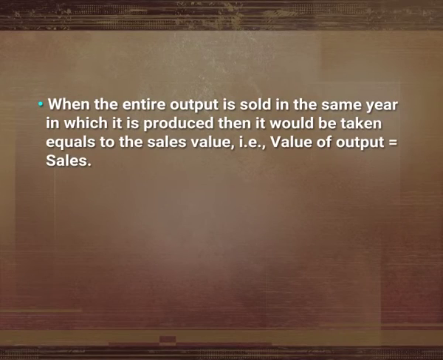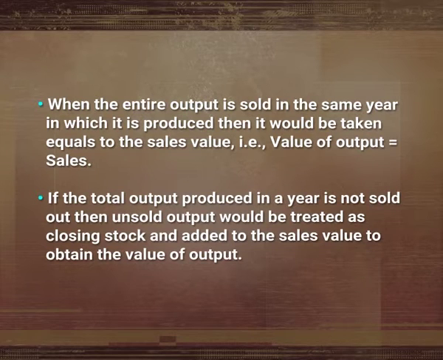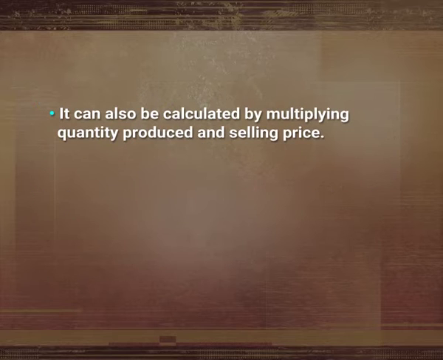When the entire output is sold in the same year in which it is produced, then it would be taken equal to the sales value, that is, value of output is equal to sales. If the total output produced in a year is not sold out, then unsold output would be treated as a closing stock and added to the sales value to obtain the value of output. It can also be calculated by multiplying quantity produced and selling price.